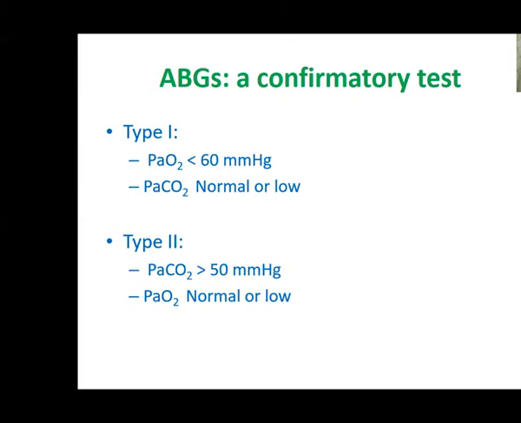PO2 usually remains normal or sometimes maybe low. So most of the time it is low, but sometimes it can be normal. So it is just the carbon dioxide which gets retained in type 2 respiratory failure, but in most of the cases the oxygen is also low.